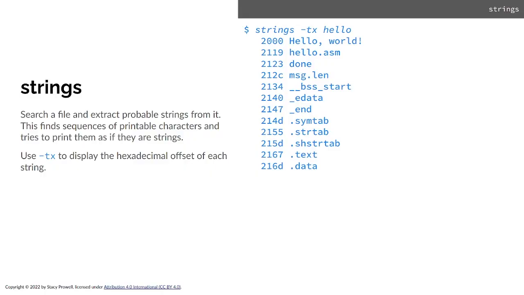Let's talk about some other tools, and in particular, let's talk about strings. Strings is a neat little utility available on most platforms, and what it does is it searches through a binary file looking for what appear to be null terminated strings, and it prints them out. So if we point it to, for example, this little program called hello, it finds hello world in there. It finds, oddly enough, hello.asm in there, which is the source file. It finds some done, message, len. Those are labels in the original program.